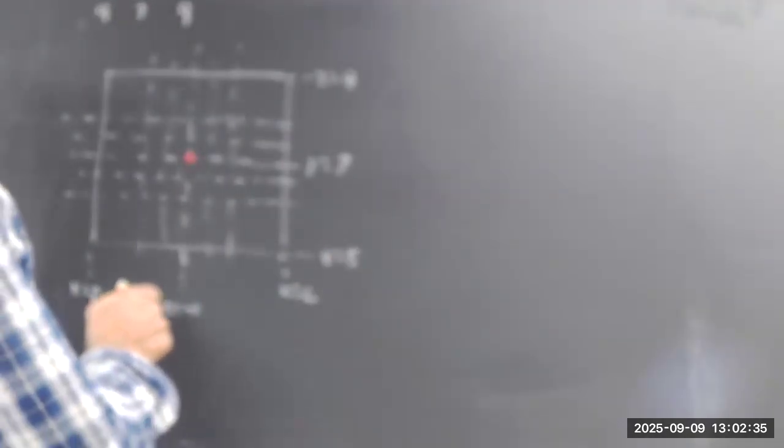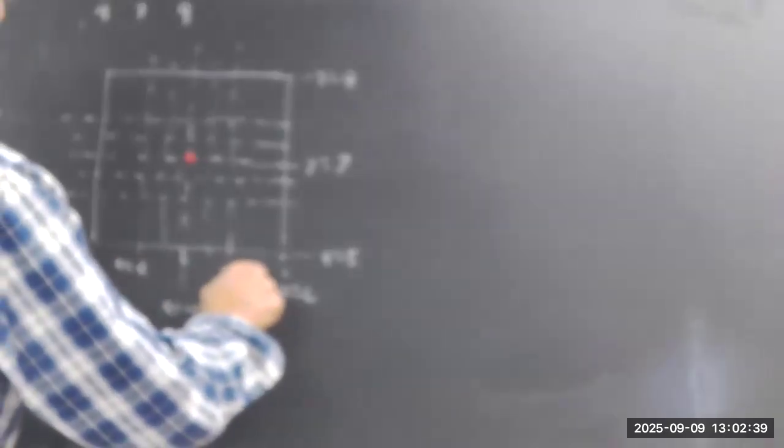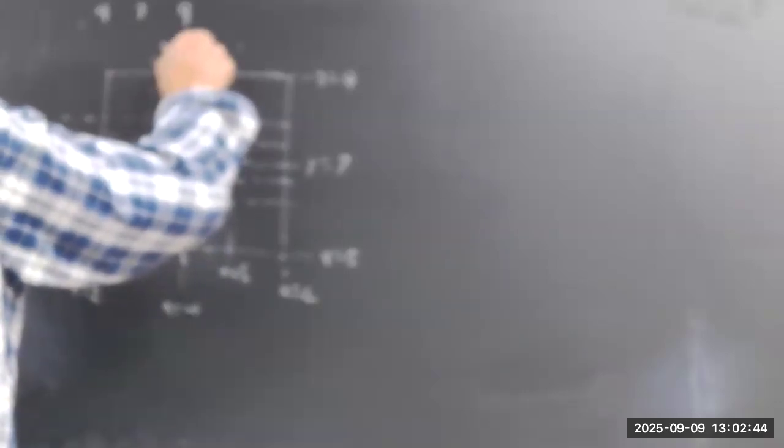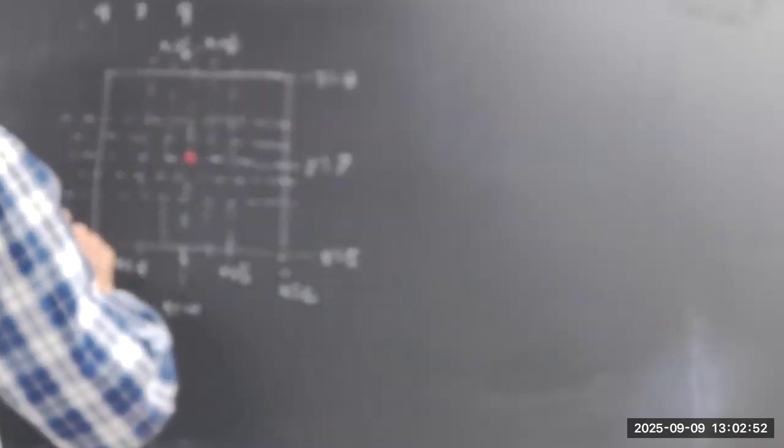We can label the rest of the lines. This is going to be x equals 3. This is going to be x equals 5. This one's going to be x equals 3.5. This is going to be x equals 4.5. And then this is y equals 8, y equals 7.5, y equals 6, y equals 6.5.